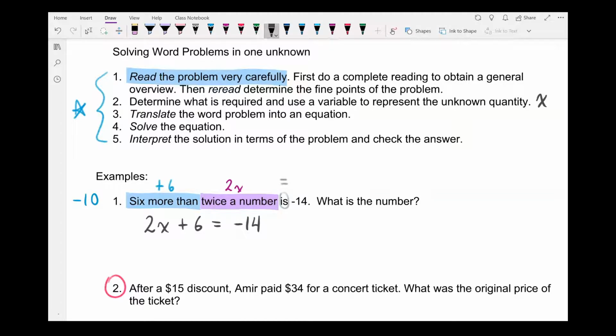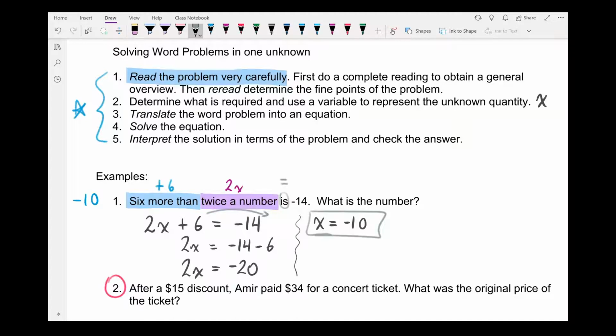Let's solve this. We need to bring the 6 to the other side. We end up with 2x equals -14 minus 6. That means 2x equals -20. And then we're going to divide both sides. I'm just going to make myself some more space here. Divide both sides by 2, like we've done before. You get x equals -10. And you need to remember that at the end of this, you need to state what that x means. In this case, the question was, what is the number? So the answer would be the number is -10.